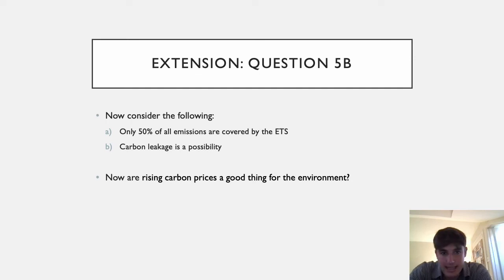Right, so now we've got an extension, question 5b, which is an extension to the previous question. Let's assume that the higher price is caused by an increase in demand and not by a change in supply. Let's assume we're in a given year where the supply for that given year is fixed. So consider the following. A, only 50% of all emissions are covered by the ETS. This is true for the EU ETS. Essentially, only the larger firms are covered. Because it's quite costly in terms of administration to be in, smaller firms are essentially ignored.